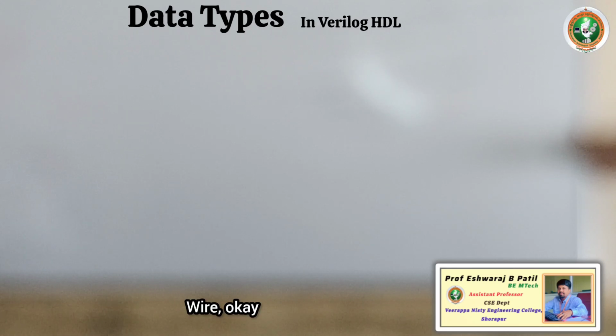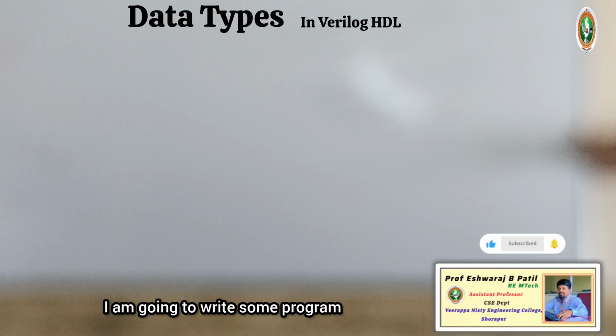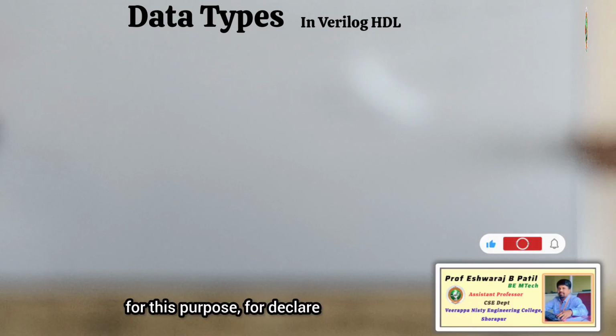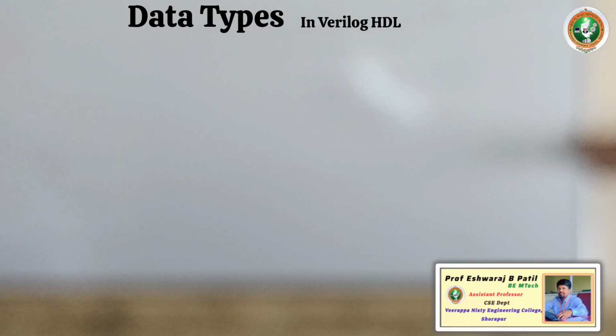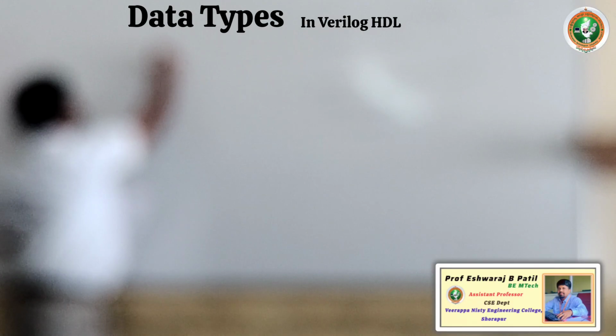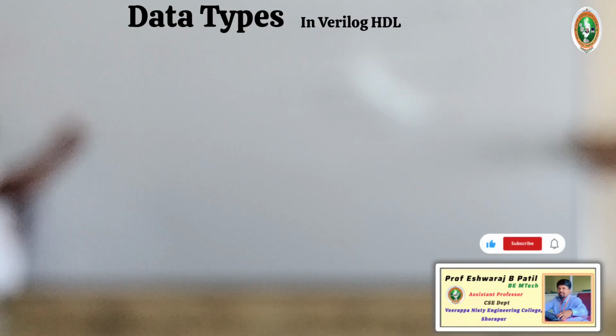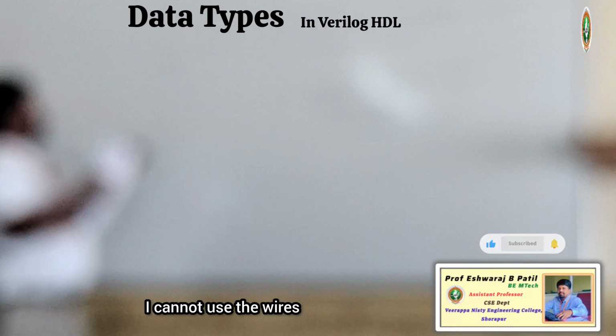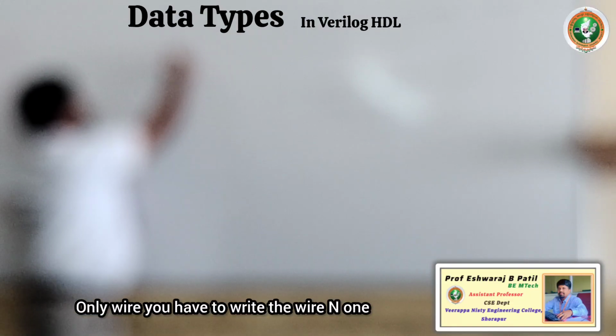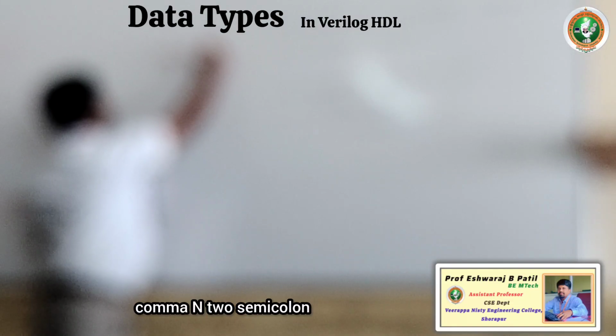Okay, wire. If I have the wire, I am going to write a small piece of code for declaring the nets here. Let me have the wire. How many wires are there? N1 and N2. So you have to write wire N1 comma N2.